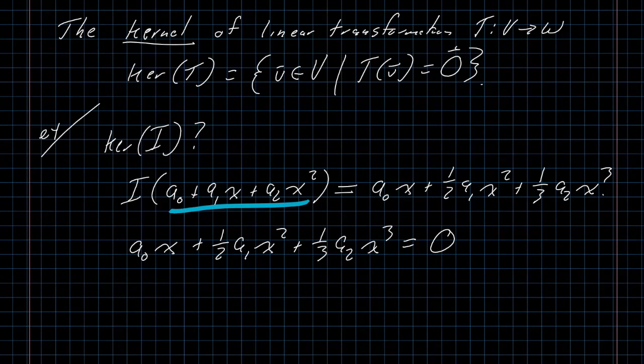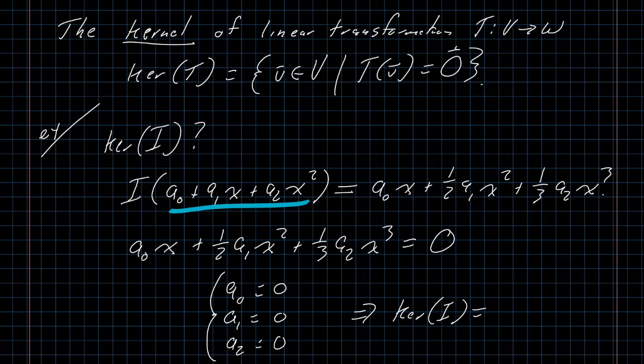There's not a lot happening here. We are saying that two polynomials are equal to each other. And the only way two polynomials can be equal is if each pair of corresponding coefficients is equal to 0. So we get that a naught must be equal to 0, and a1 must be equal to 0, and a2 must be equal to 0, which means that the only vector that we can get out of this is the 0 vector. Right?